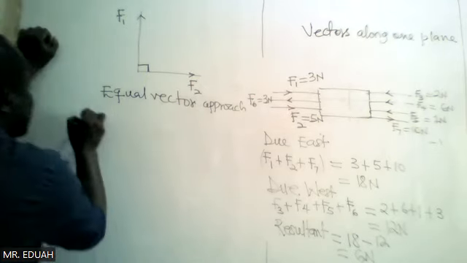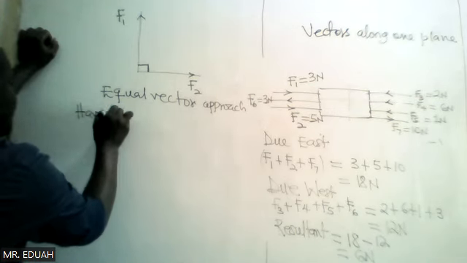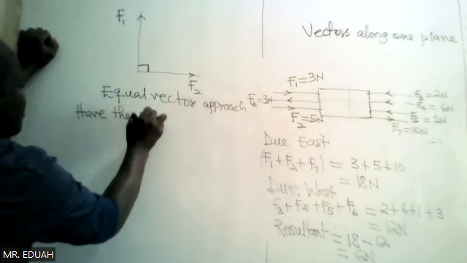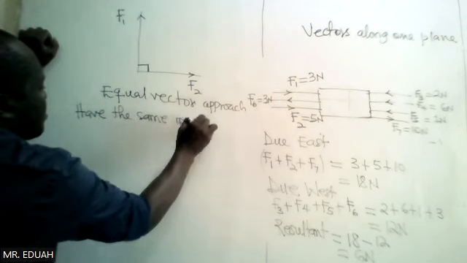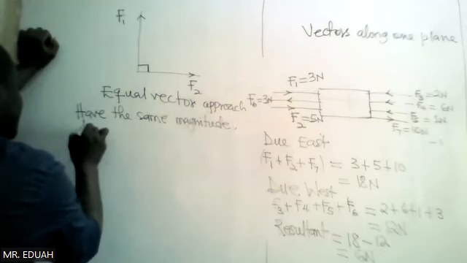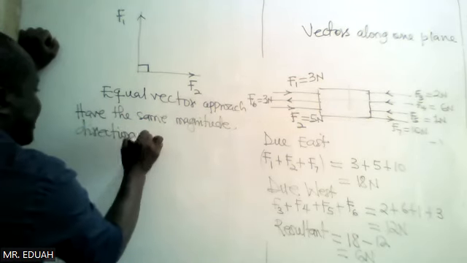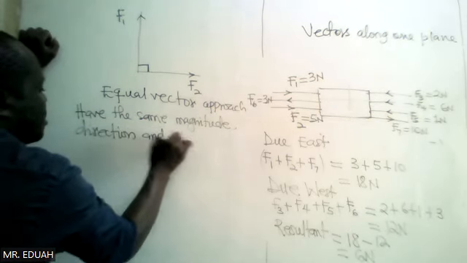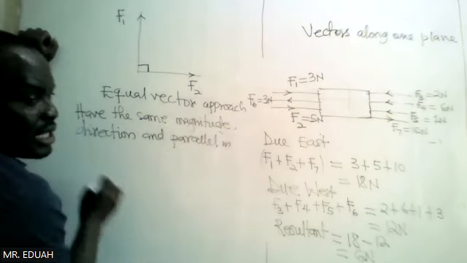So equal vectors have the same magnitude, direction, and they are parallel in space.